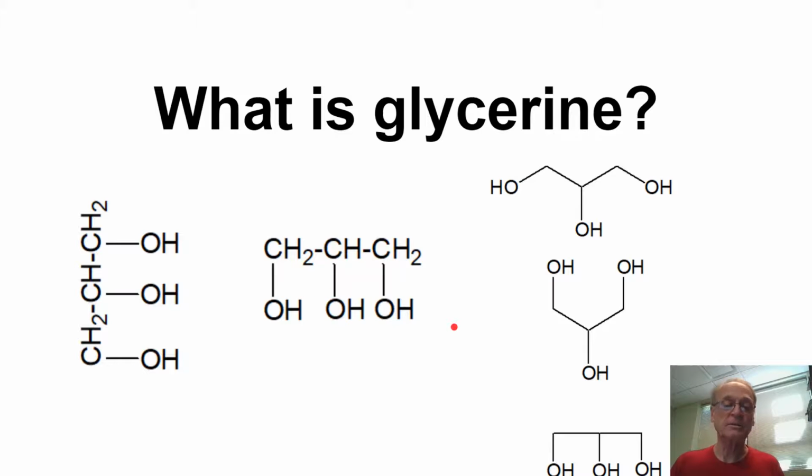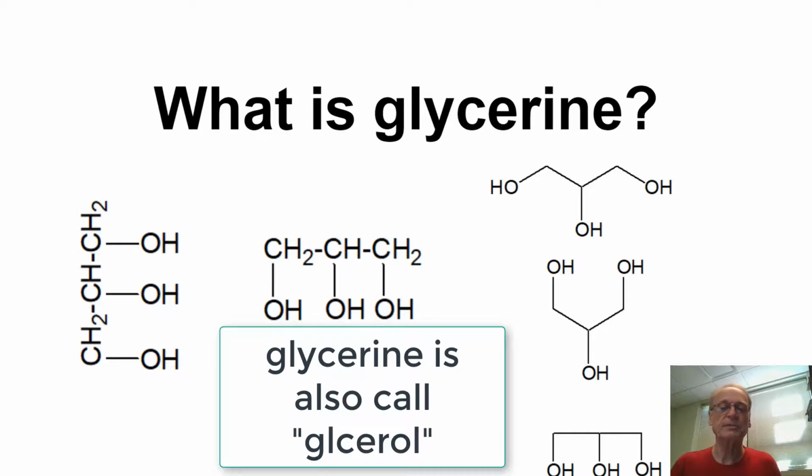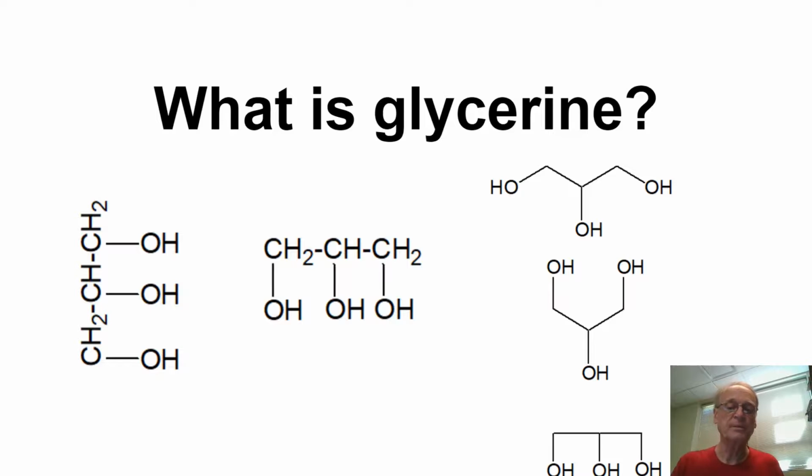So that's called glycerin. And you may have run into glycerin before in your everyday life. It's found in some kinds of soaps called glycerin soaps, also sometimes, by the way, called glycerol. Same compound, just 2 different names for it, glycerin or glycerol. It's also used as a lubricant, very slippery material.